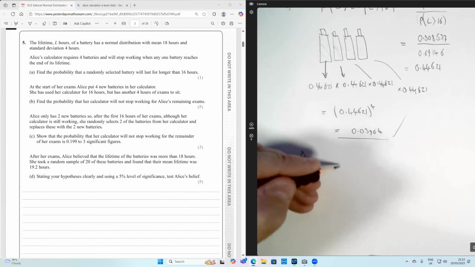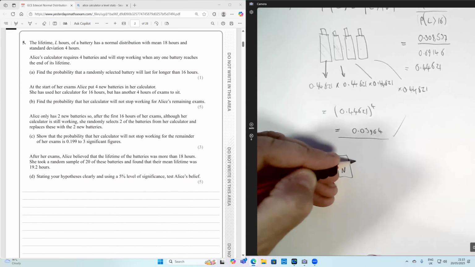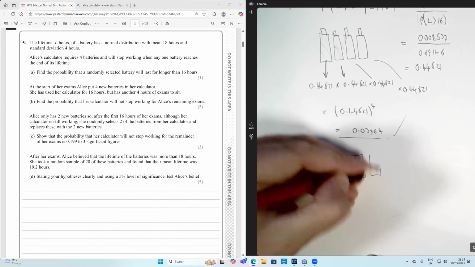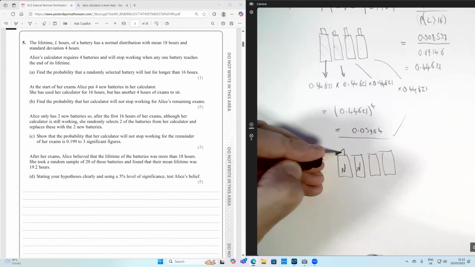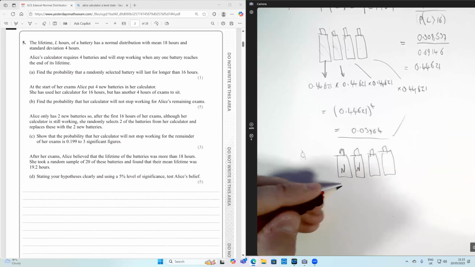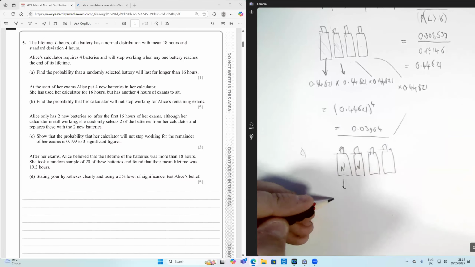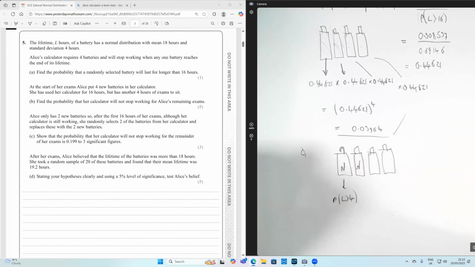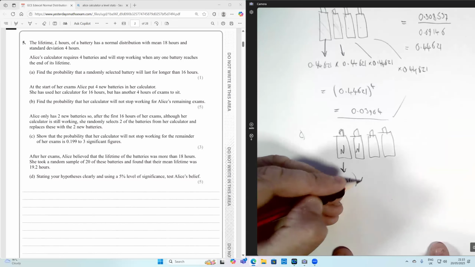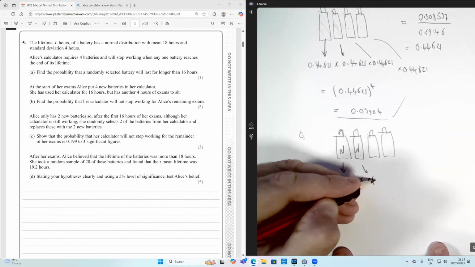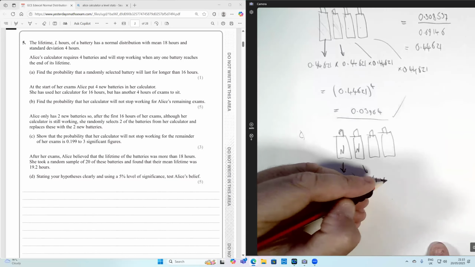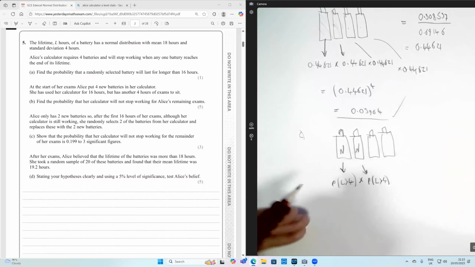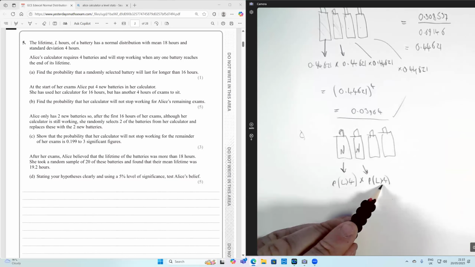Now let's think about the situation we've got now. So now we've got a new one, I'll put N for new, another new one, and we've got 2 old ones, okay? So let's think about how this works. So we need this new one to last, okay? And remember, it's brand new. And remember that Alice has only got 4 hours left of her exams, okay? So we need the probability that the lifetime is greater than 4. In other words, that it will last more than 4 hours. And we need the other new battery, given that it's new, to last more than 4 hours. So that is L greater than 4 and L greater than 4.